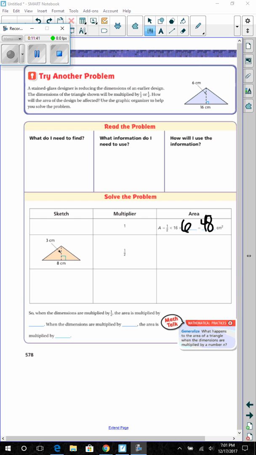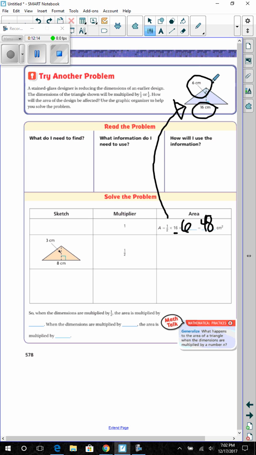Okay, if you look up at the problem that it gave you, it also gave you a picture of a triangle, and we know that the area of a triangle is 1/2 times base times height. That is where this 16 comes from. 16 is the base, and then 6 centimeters is the height. So 1/2 times 16 times 6 equals 48, if you go ahead and multiply those numbers together.